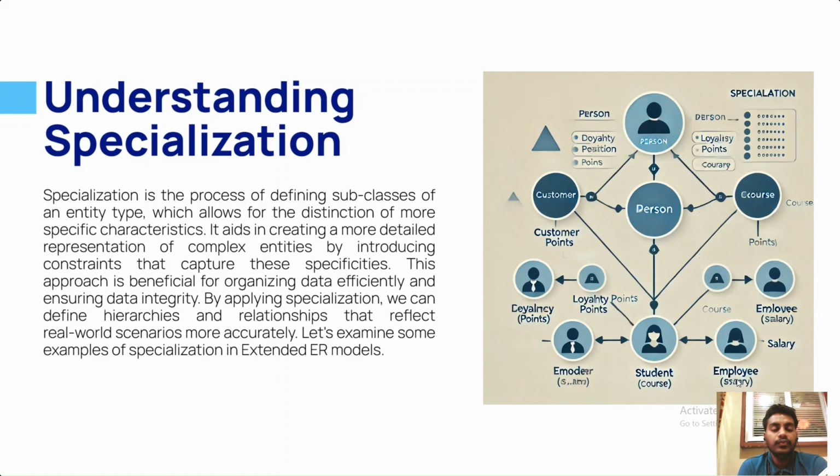So why do we use specialization? First is attribute-specific specialization. Some attributes may be applicable only to certain entities. For example, students have attributes like student ID and course. Employees have attributes like employee ID and salary. These attributes are not relevant for the general person entity.